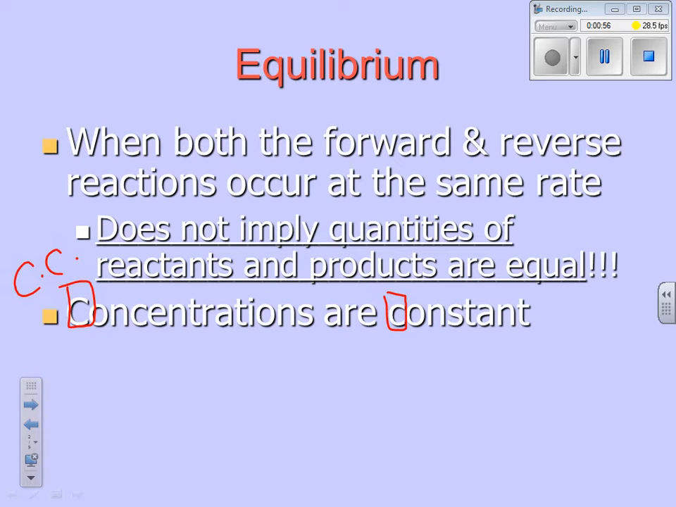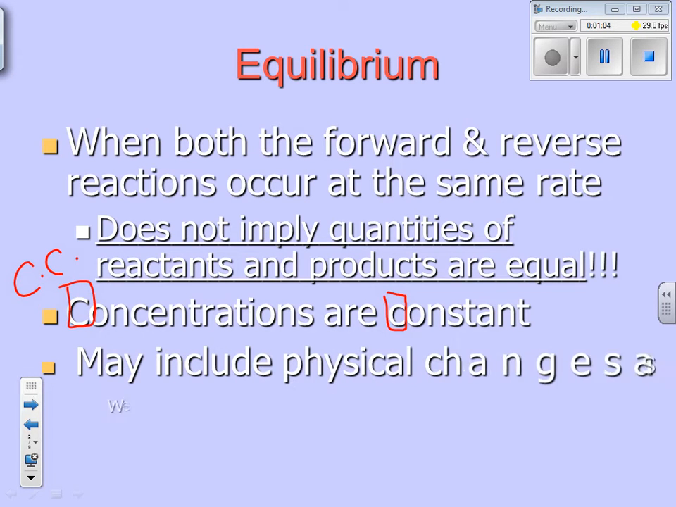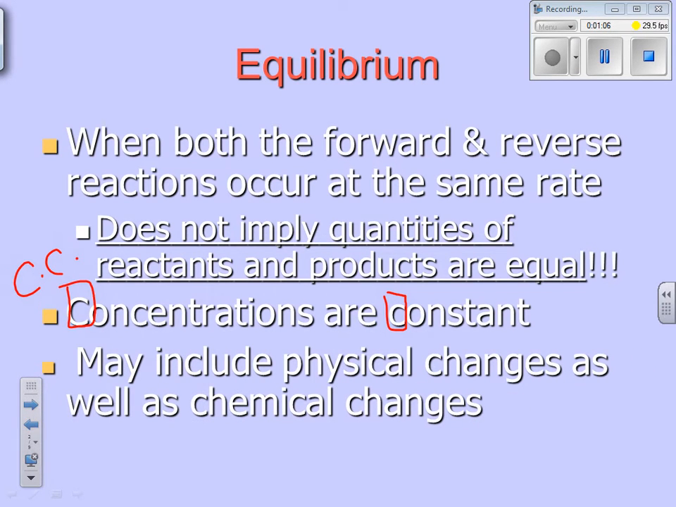We want to keep in mind the rates are equal, meaning the rate of going in the forward direction equals the rate of it going in the reverse direction, but the concentrations are constant. And we have different types of equilibrium systems. So we could talk about physical equilibrium and chemical equilibrium. We're going to talk about both today. So let's jump into it.